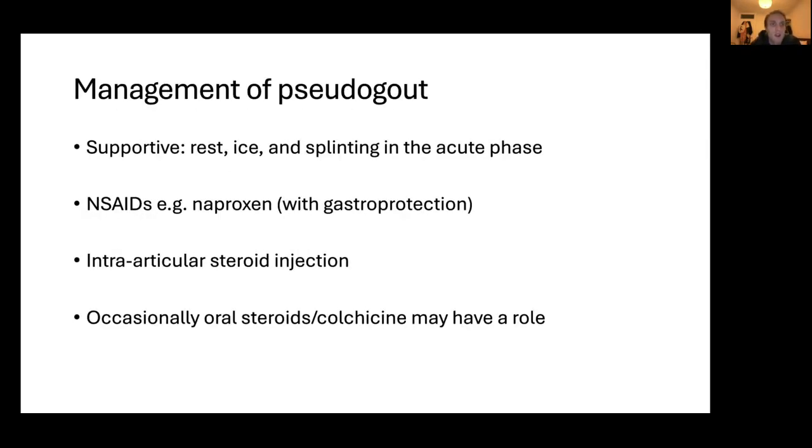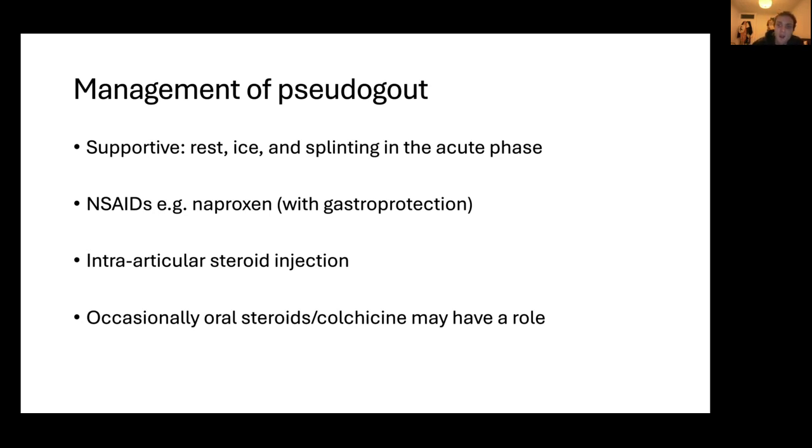So the management of pseudogout, first of all, is supportive, so rest, ice, splinting. Now we do say, similarly to gout, you'd use non-steroidal anti-inflammatories, and if needed, you can use intra-joint steroid injections. Occasionally, oral steroids and colchicine may have a role, as I've written there, but it tends to be more supportive and symptomatic treatment than with gout, and we're not going after the same kind of preventative treatment as we do in gout.